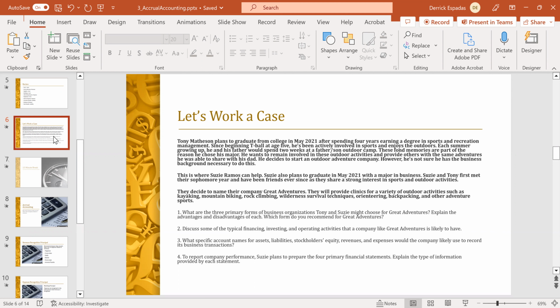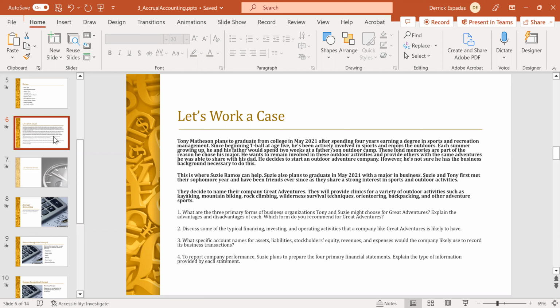Okay. So let's work through some questions and apply some of the knowledge we've acquired so far. What are the 3 primary forms of business organizations Tony and Susie might choose from for Great Adventures? And explain the advantages and disadvantages of each. And which form would you recommend for Great Adventures? Well, we know since there's more than one person, partnership. They could go corporation and start issuing stocks where they distance themselves. They can also form an LLC. And in this case, since they are small, I would suggest an LLC because corporations do have a lot of back-end paperwork to do.